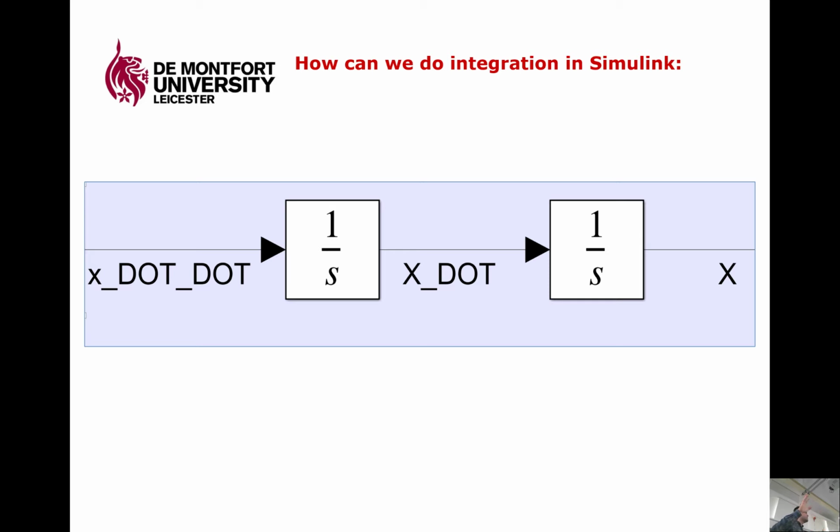Just putting your blocks and that's it. For example, this one is 1 over s, which is integration. If you can see here on the left, x double dot, which is acceleration. We integrate the acceleration, 1 over s, till it becomes x dot, the velocity. We do another integration for the velocity, and we come up with a displacement, and we can visualize them, okay, in a scope or even a display. I'm going to show you now how to do it. It's super easy.